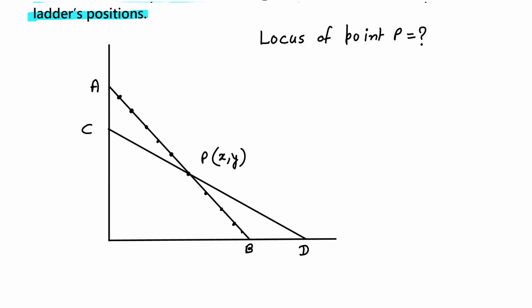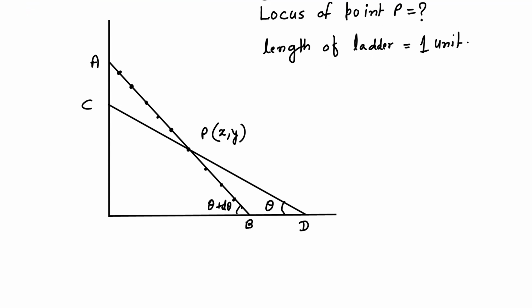Let us assume the length of the ladder is 1 unit. This angle we call theta, and this angle is theta plus d theta. Let us try to find various distances. So this ladder's length is 1 unit, let's call this point O, the origin, and this is my x-axis and this is my y-axis.